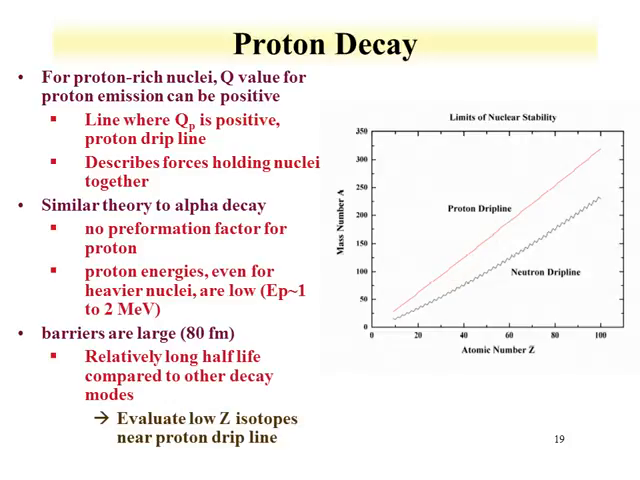This is a pretty similar theory to alpha decay. However, there's no preformation factor in proton decay because there's always a proton available. Proton energies emitted from nuclei, even for heavy nuclei, are low, on the order of between 1 and 2 MeV. The barriers are relatively large, on the order of 80 femtometers. They tend to have relatively long half-lives, and that's a relative term because some of these nuclei near the proton drip line are extremely short-lived. So there are other routes of decay that proton decay has to compete with to be observed.